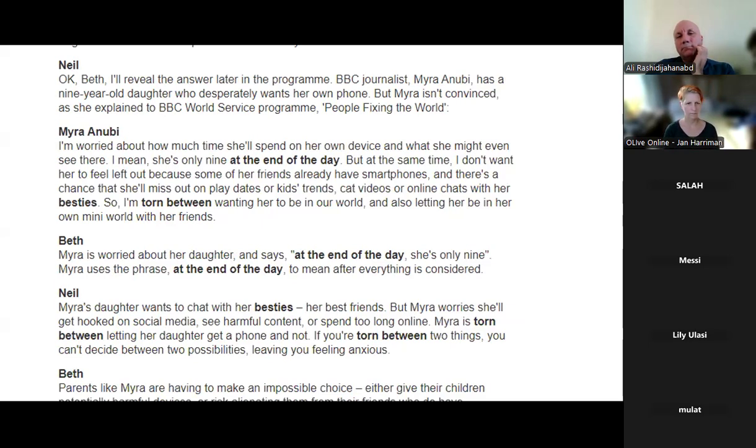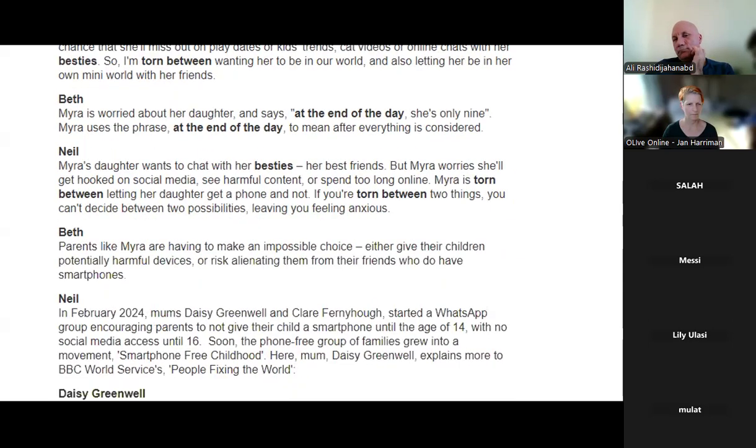So I'm torn between wanting her to be in our world and also letting her be in her own mini world with her friends. Myra is worried about her daughter and says at the end of the day, she's only 9. Myra uses the phrase at the end of the day to mean after everything is considered. Myra's daughter wants to chat with her besties, her best friends. But Myra worries she'll get hooked on social media, see harmful content, or spend too long online. Myra is torn between letting her daughter get a phone and not.